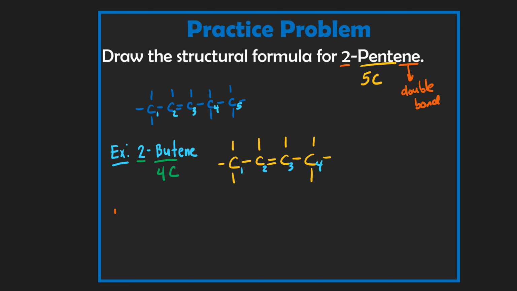Let's do one more example. I have 2-octene. The prefix oct means I have 8 carbons. 1, 2, 3, 4, 5, 6, 7, 8. The double bond is after the second carbon, and now I can draw H's all around the carbons.